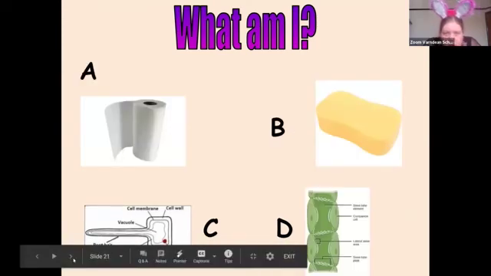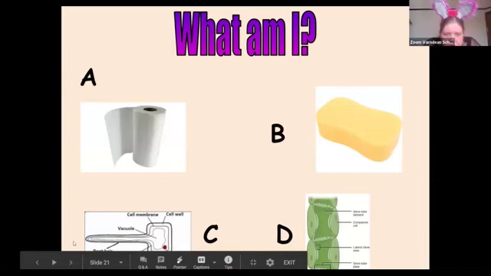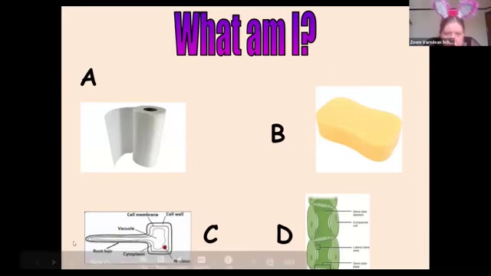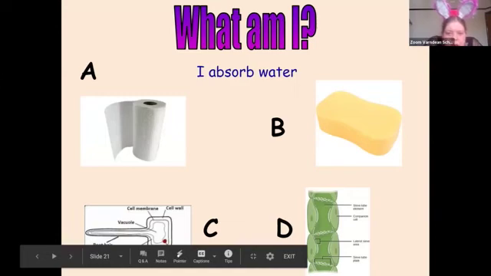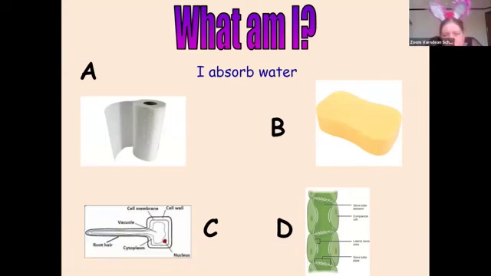Okay, so last poll I've got for you lovelies. Okay, and I'm going to launch, and this one was I absorb water. Okay, what am I? And remember, I'm talking cells here. So am I a kitchen towel? Am I a sponge? Am I the root hair cell, or am I the phloem? And you know I'm after cells really, don't you? I was just being a bit silly with some of these. Felt like it's worth having a bit of fun.